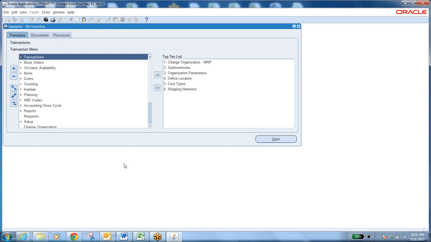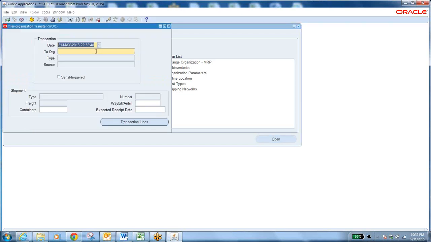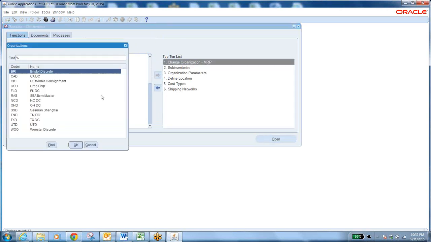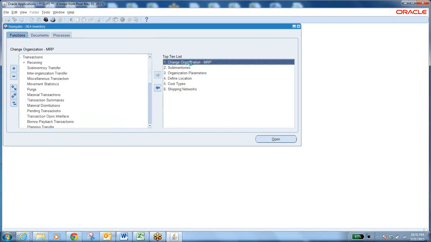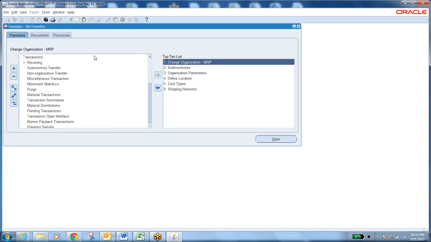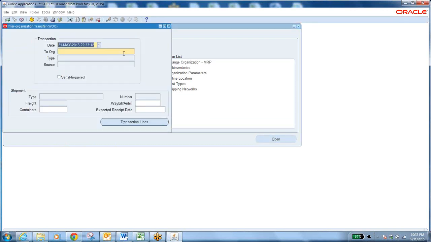So this is where we use it to call inter-organization transfer. It is very simple. If you go for inter-organization transfer, it will ask you from which org. I already selected our organization as Wooster, right? When you go for change organization, it is the selected. If you select from here to here or here to here, these are all inventory organizations, right? So when you do the transfer between the organizations, that is called inter-organization transfer.